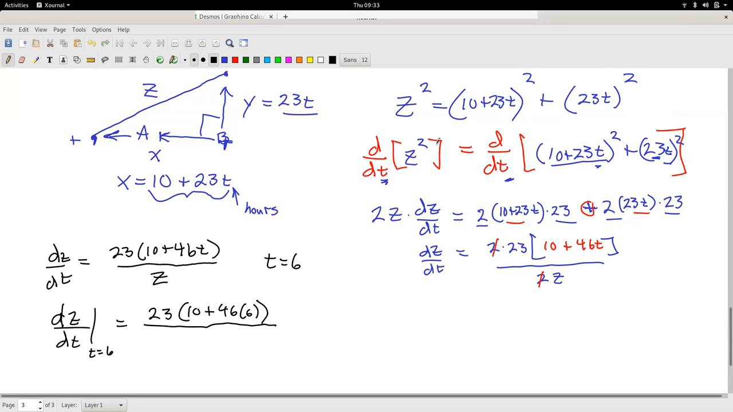And then we want to evaluate that. Z is a function of t. So I guess we do need to throw that square root in there. And we'll have 10 plus 23 times 6 squared plus 23 times 6 squared. All right, so let's whip this out in a calculator and see what we get.